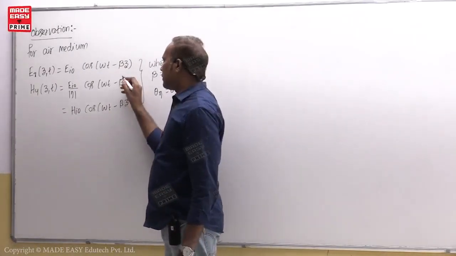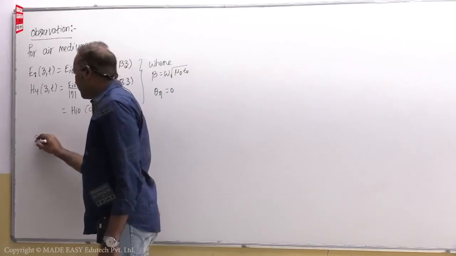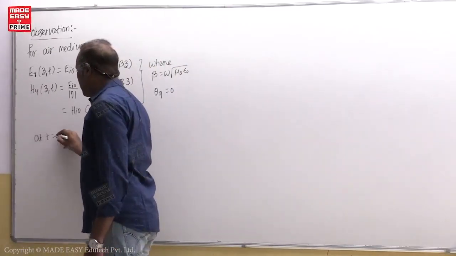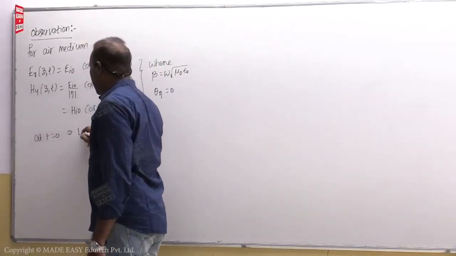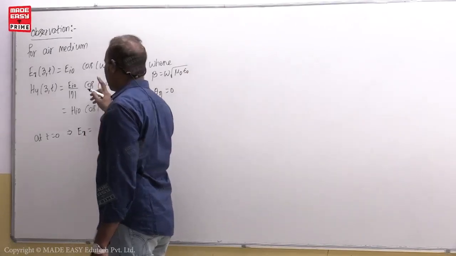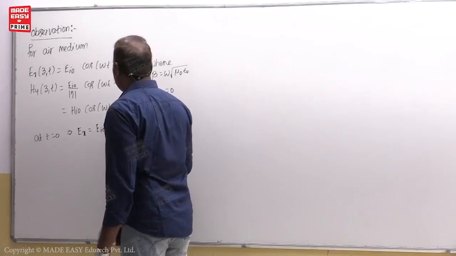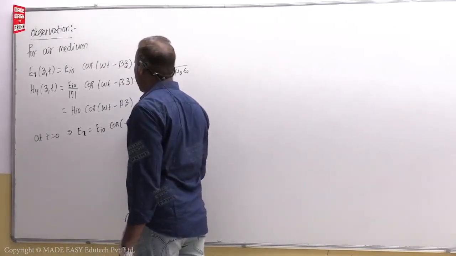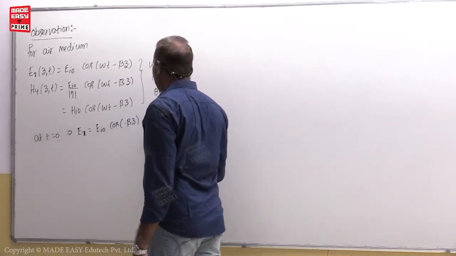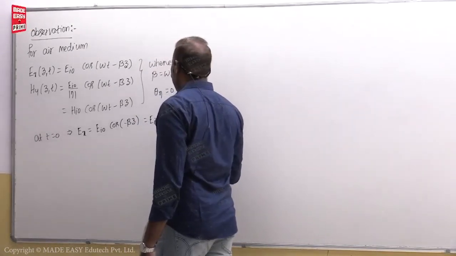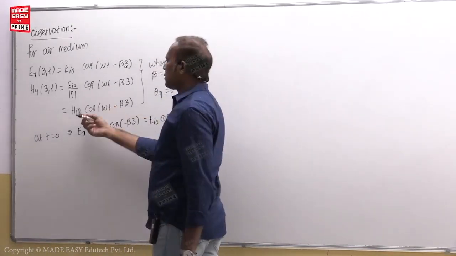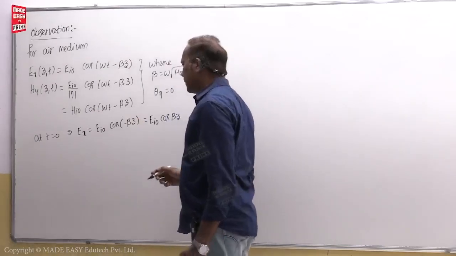Okay students, so at t equal to 0 time, the electric field x component is Ea0 into cos of 0 minus beta z, which becomes Ea0 into cos beta z. Similarly, this also, Hi0 into cos beta z, it becomes.